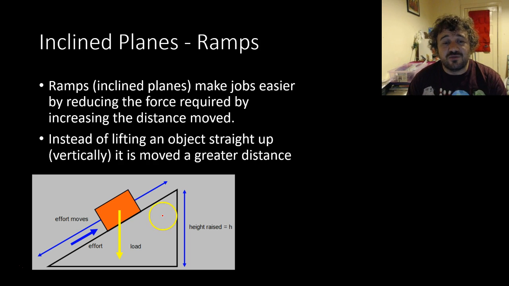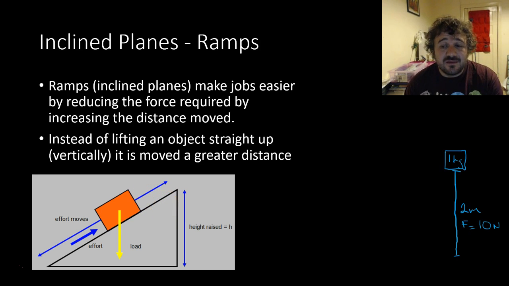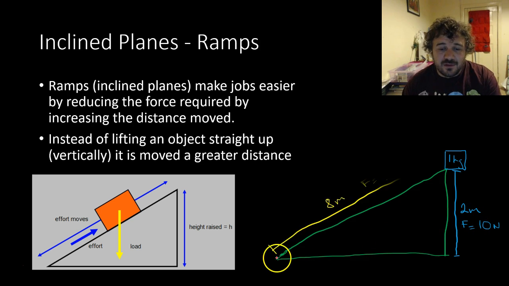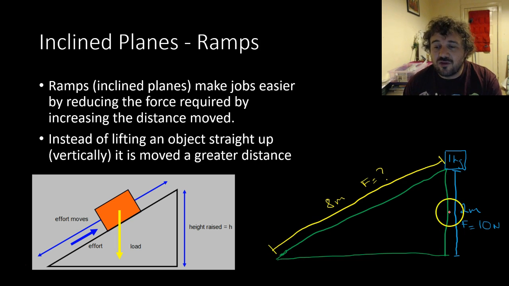So instead of lifting an object straight up, it is moved a greater distance, which means it uses the same amount of energy. Here's a good example where the numbers all kind of work out to tens and whatnot. We can move this 1 kilogram object straight up 2 meters. That's entirely possible, and it would take 10 newtons to do that. Or we could use a ramp. Now, when we go up this ramp, the distance is no longer 2 meters going up, but 8 meters.